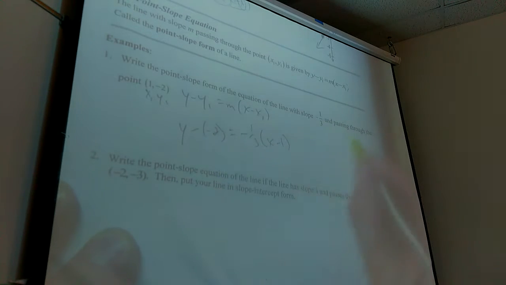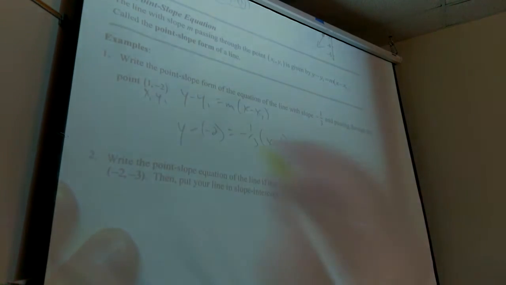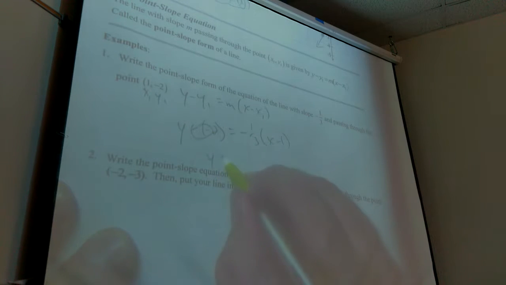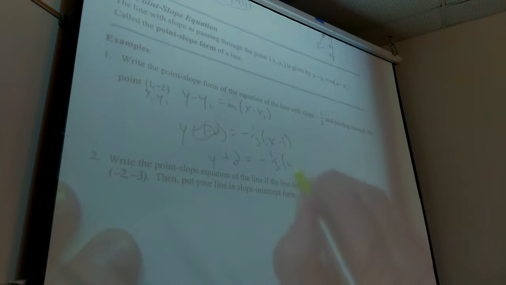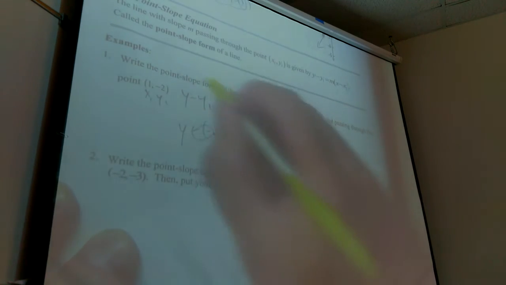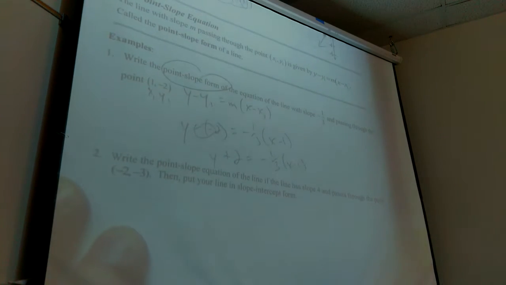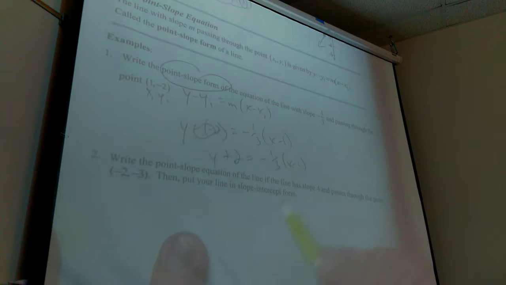So there's really only one thing you got to do when they don't ask you to do anything to simplify. You should still rewrite that as y plus 2. And then you can leave it like this. That's point slope form. Now look at number 2. What's the difference with number 2? It's basically the same problem, except they ask you to put it in that form. So try to do number 2.